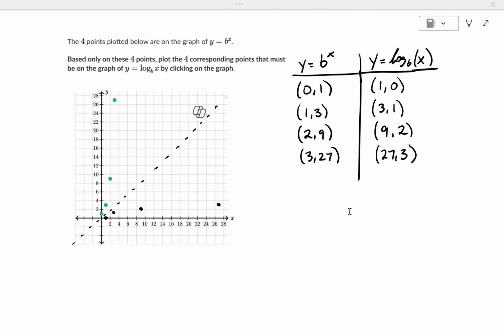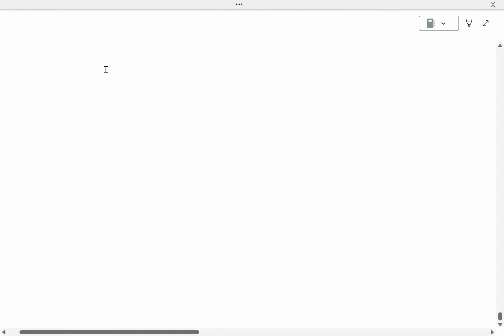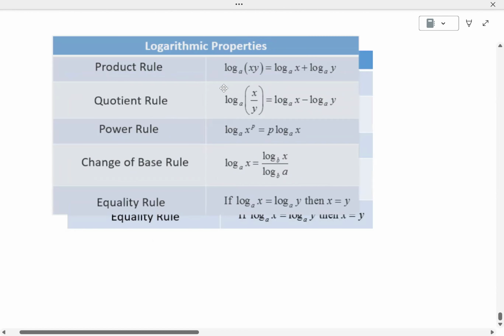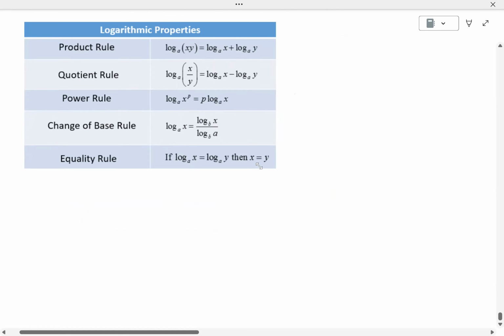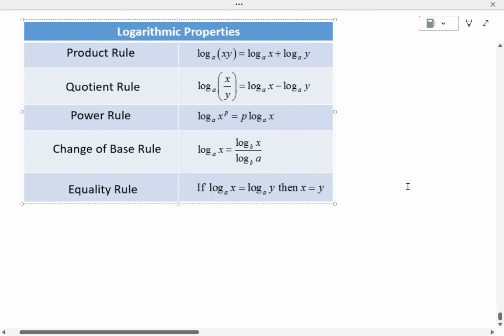All right, the last section for today for this, all for quiz 1, is the properties of logarithms. We're going to talk about properties of logarithms. So here are all the properties of logarithms. And you might want to pause the video and take a screenshot of this.